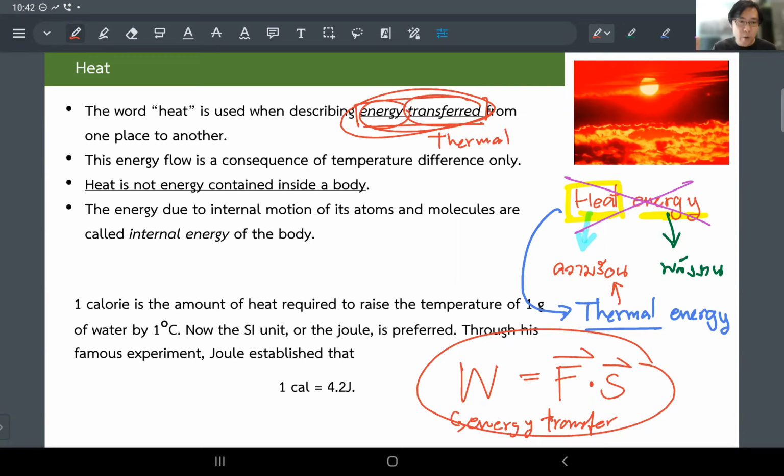All right. I hope you build up some motivation a little bit, like, okay, this topic is interesting. All right. So that's why I put it here. Heat is not energy contained inside a body. So heat is totally different from 1/2 mv squared. No.